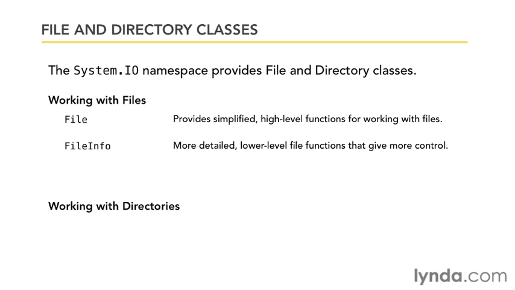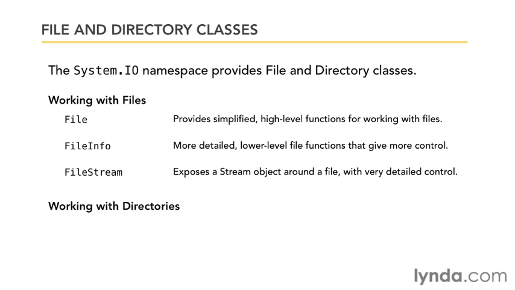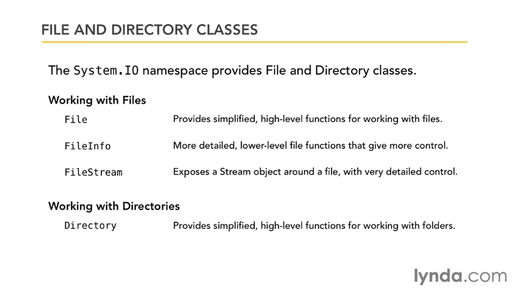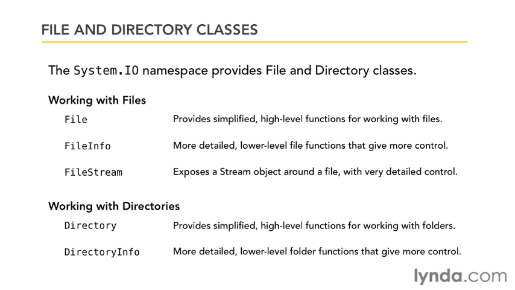The next one down is the FileInfo class. This provides more detailed lower level functions that provide a little bit more control over working with files. Then there's the FileStream class, which I briefly talked about just a few moments ago. This exposes a stream object around a file, which provides very detailed control over how information gets written to and read from the file. For directories, there's a Directory class, and this is sort of the analog to the File class. Provides very simple high-level functions for working with directories or folders. And then there's the DirectoryInfo class, which provides some more detailed, lower-level functions that provide a bit more control over working with directories. So we're going to use some of these classes in the rest of this section to work with files and directories.